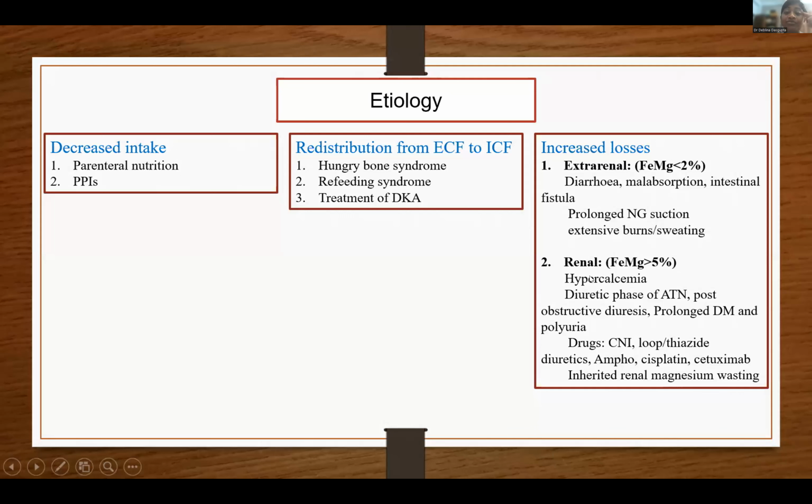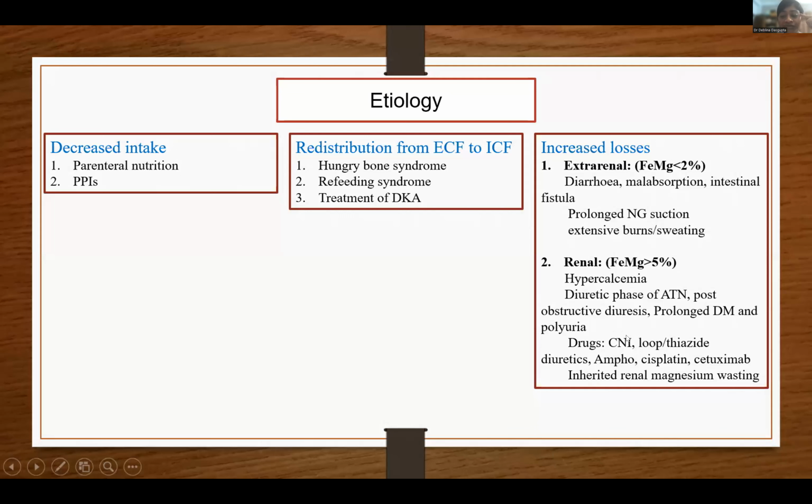That can happen in case of hypercalcemia. So hypercalcemia can decrease magnesium reabsorption from the kidneys, and that can cause increased magnesium losses through the kidney, and that can result in hypomagnesemia. Any condition that causes diuresis, salt diuresis, for example, the diuretic phase of acute tubular necrosis, post-obstructive diuresis, prolonged diabetes mellitus can cause hypomagnesemia. Certain drugs interfere with reabsorption of magnesium through the magnesium channels, like your calcineurin inhibitors, amphotericin, loop diuretics, thiazide diuretics.